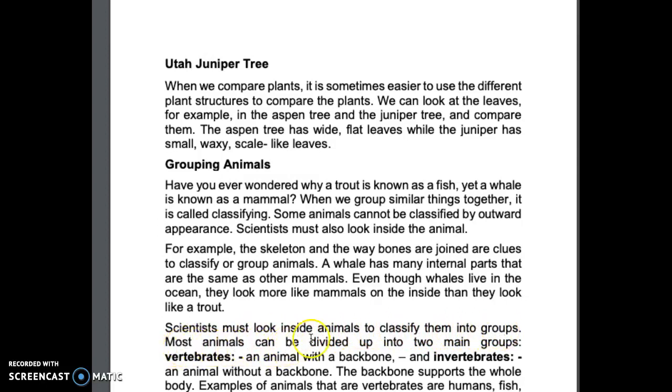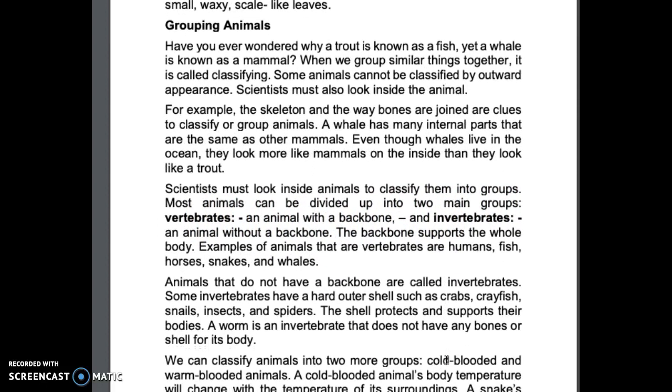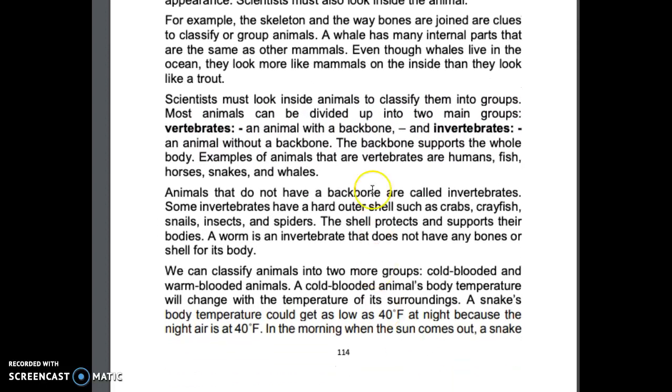Most animals can be divided up into two main groups: vertebrates, an animal with a backbone, and invertebrates, an animal without a backbone. The backbone supports the whole body. Examples of animals that are vertebrates are humans, fish, horses, snakes, and whales. Animals that do not have a backbone are called invertebrates.